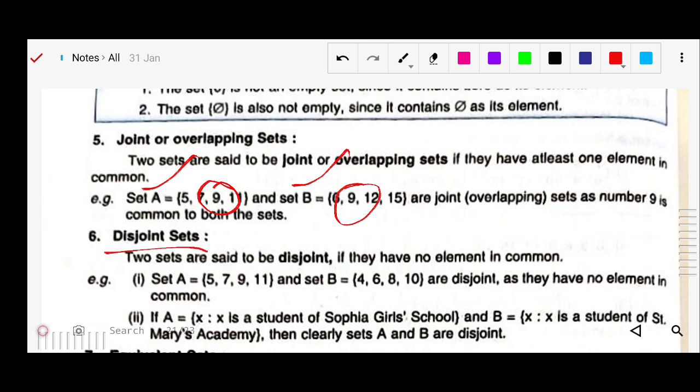Next is the disjoint set. For example, 5, 7, 9, 11 and 4, 6, 8 and 11. You can see no elements are common in these two sets. So these kinds of sets are called disjoint sets.